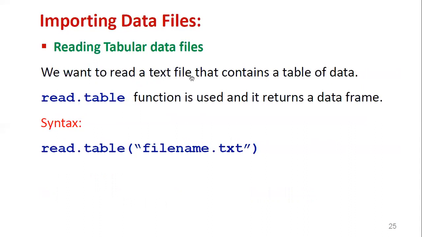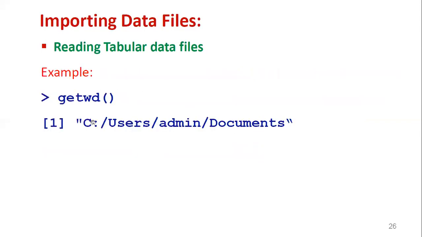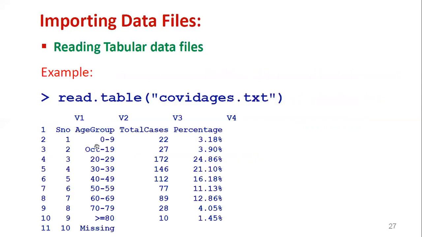So we want to read a text file that contains a table of data. We'll use the same read.table command, which returns a data frame. The syntax is, after setting the path, read.table, we have no need to mention the path name again. Directly the file name with the txt extension within double quotes you can mention. Then you can see the current path where your file is located. So you can give this command read.table.